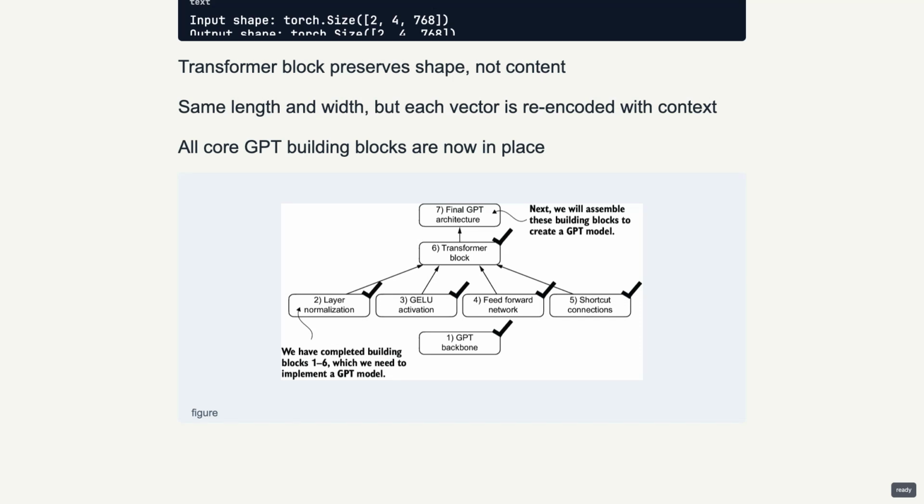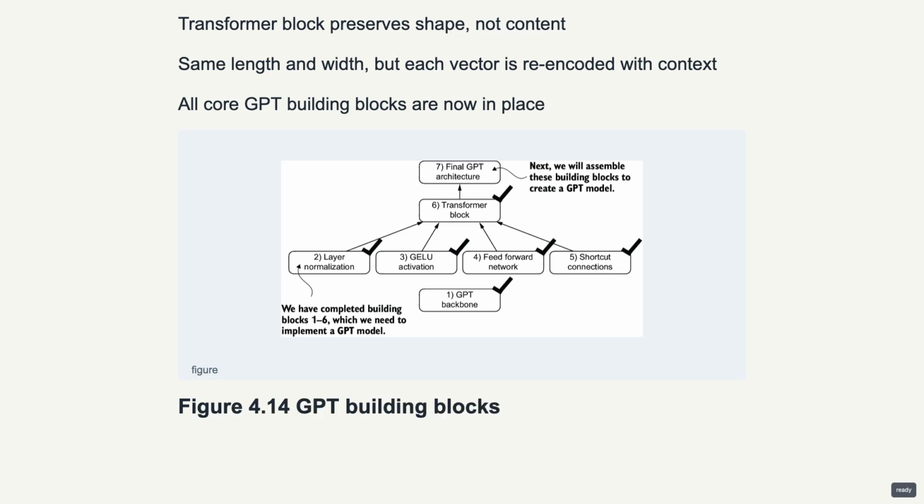Focus on the check components in the diagram. Those are the pieces already completed. The remaining structure is just the larger GPT model assembled from these parts. The diagram closes the loop by showing how the completed modules fit into the full architecture. The transformer block now sits at the center of that design, ready to be repeated through the model.